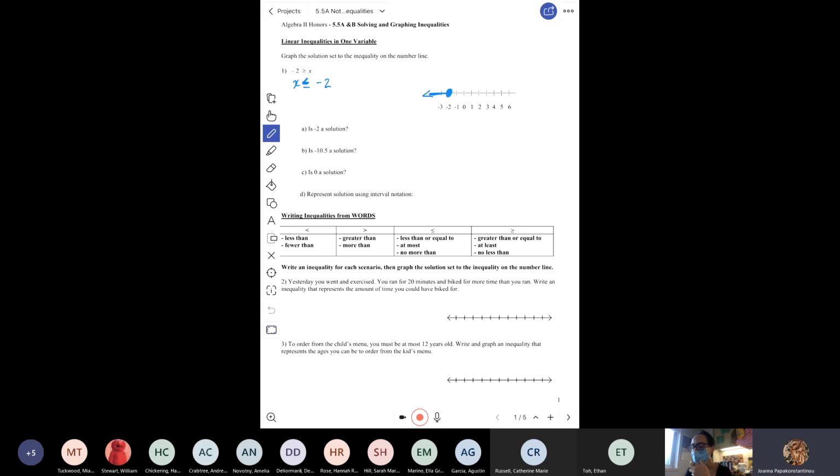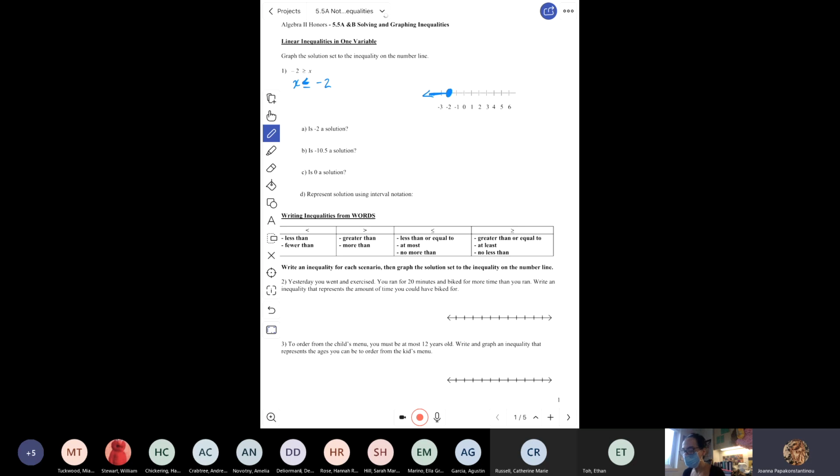Now, given a value, you should be able to determine if it is a solution. To determine if something is a solution, you just take the value of the variable, substitute it into the original, in this case, inequality. If I get a true statement, it's a solution. The hints for the PSAT: substitute, right? Reverse engineer, get your answers and substitute when you can.